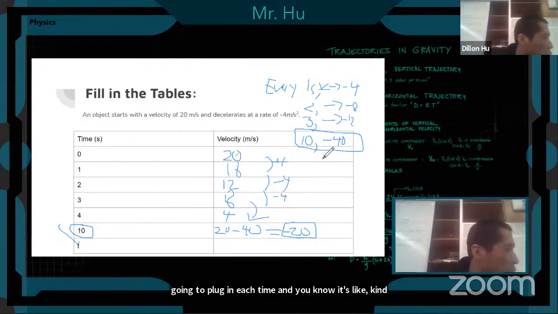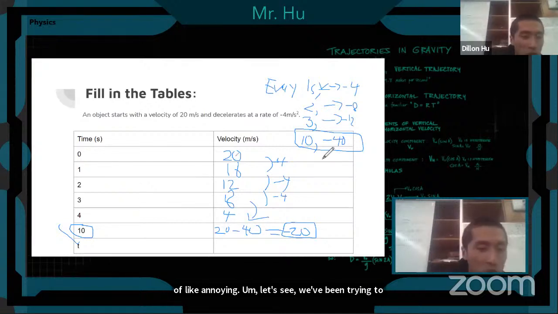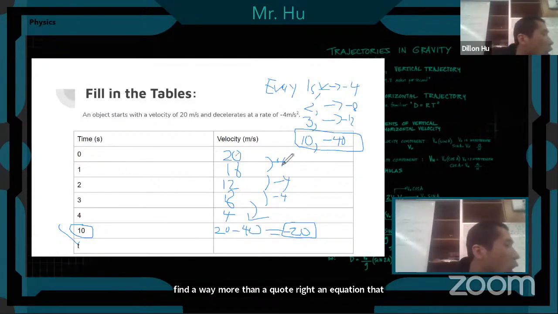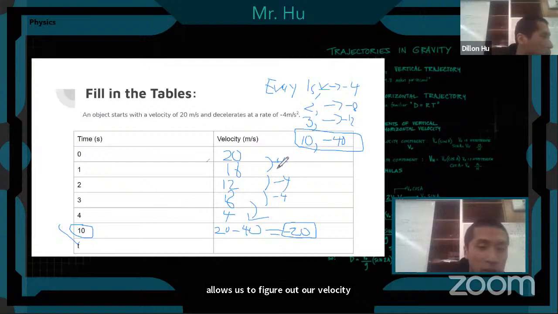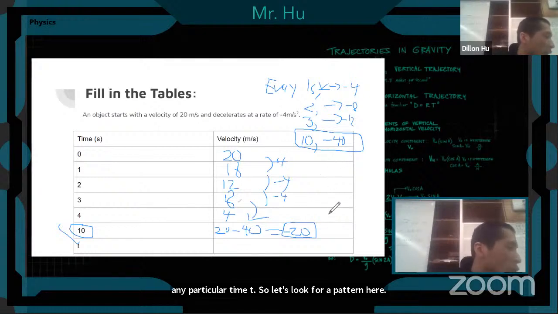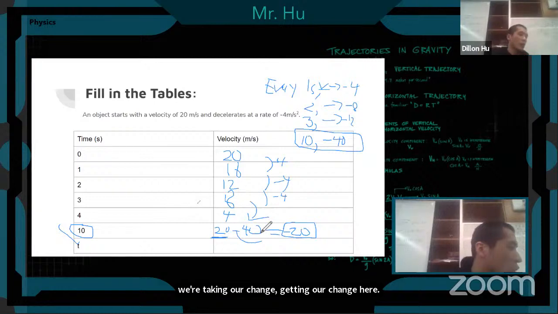Let's see if we can write an equation that allows us to figure out our velocity at any particular time t. So let's look for a pattern here. First off, what we're doing is taking our change and combining it with our initial velocity. So we're basically looking at how fast we're initially going, and then we're going to look at our change.